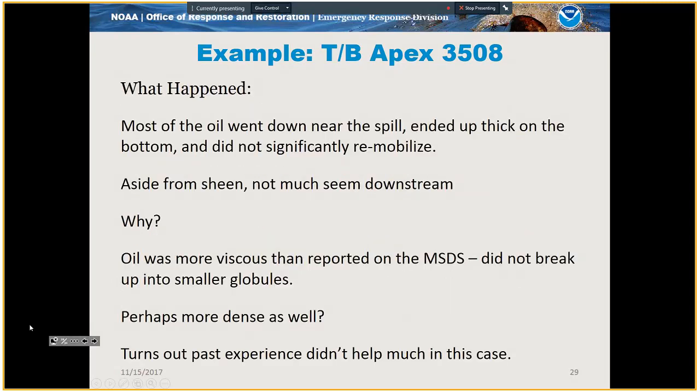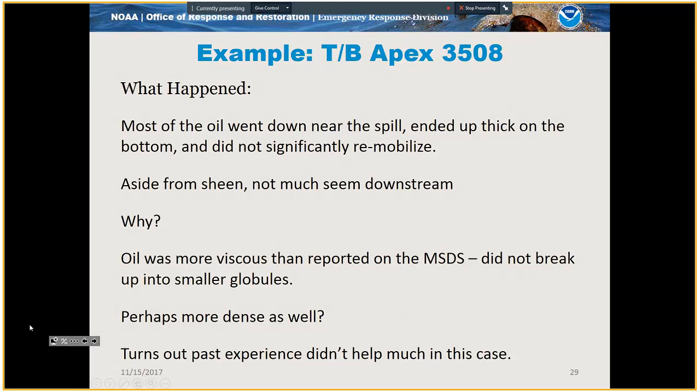All right, so what really happened? Well, most of the oil went down right near the spill. I think Jordan mentioned that there was a big chunk right where the original collision was, and then another chunk where the barge ended up, short and stabilized. And aside from the initial sheen, there wasn't much seen downstream at all. So the assumptions that went into this, what were the oil properties? It completely changes what we have in that forecast.